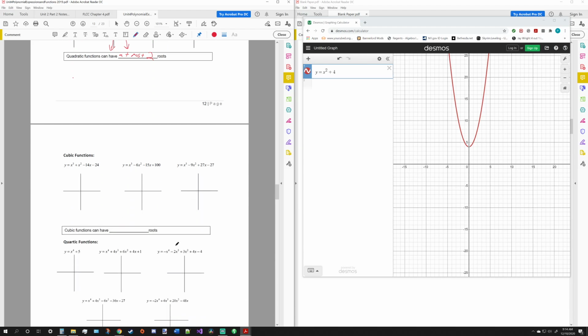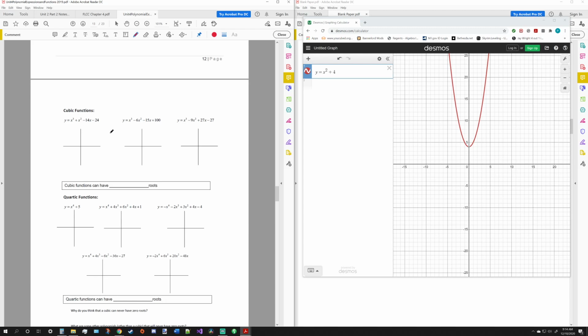Cubic functions. Again, let's go ahead and finish sketching cubic functions and quartic functions. So making sure you can use your calculator correctly to produce the graph of these, and then sketching them appropriately. Okay, so you guys can go ahead and do that. If you want to pause, that's fine. I'll just keep going through this and sketching what I see.